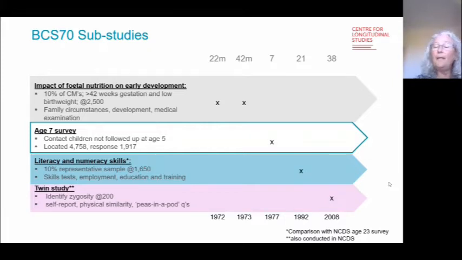At age 38, there was a twin study. And again, this was also conducted in the National Child Development Study. So there's quite a lot of synergy between the two studies. And this was to identify zygosity, so basically identical twins. And I'll talk a bit more about that later.